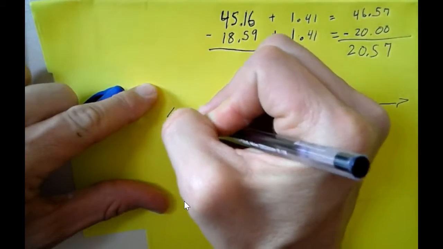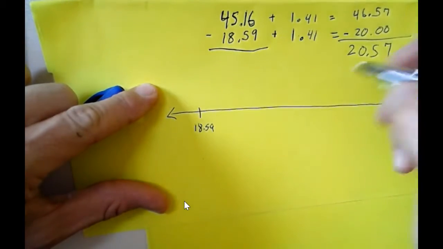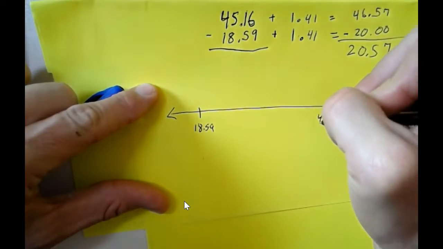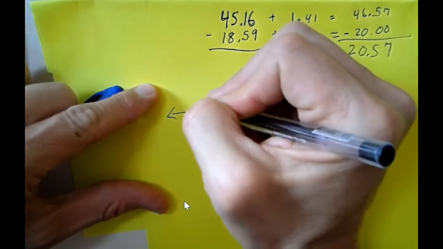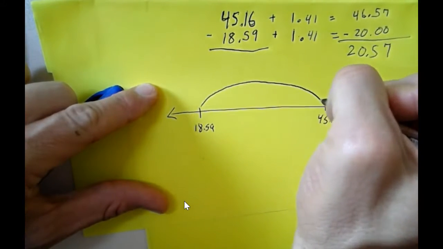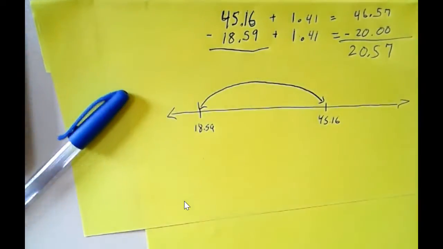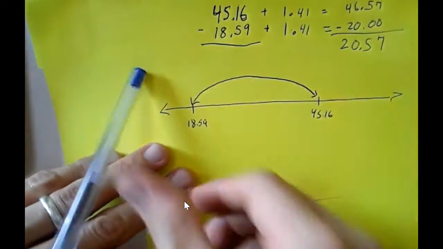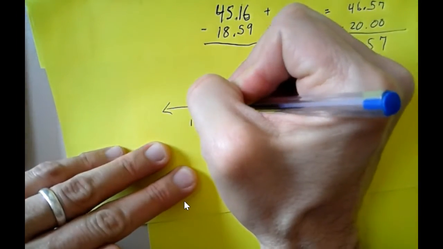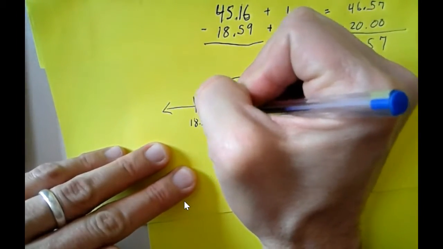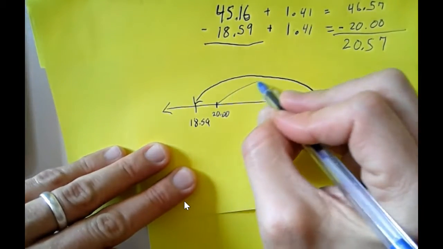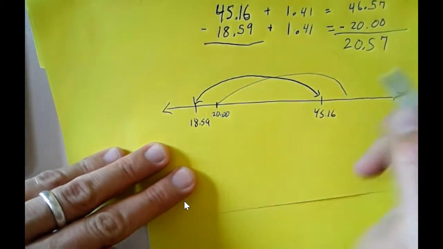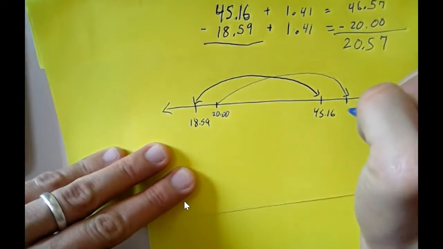is we start with 18 and 59 hundredths, and we have 45 and 16 hundredths. And we add that 1.41 to get us to 20. That's going to be the same distance. I'm sure that's not accurate.